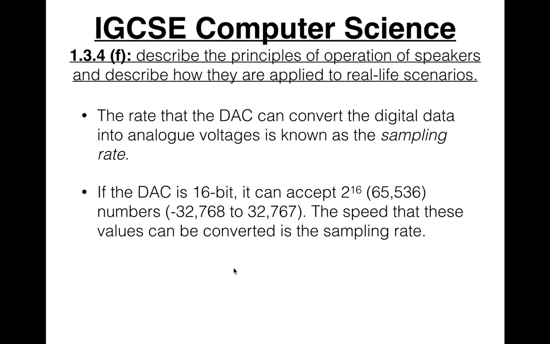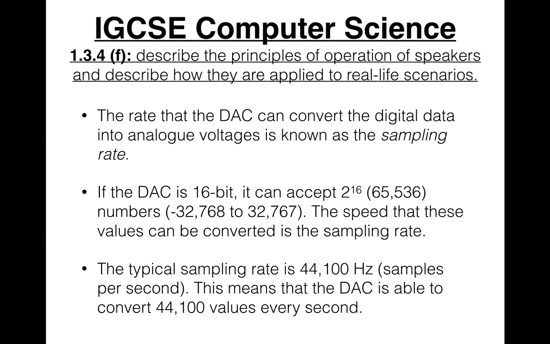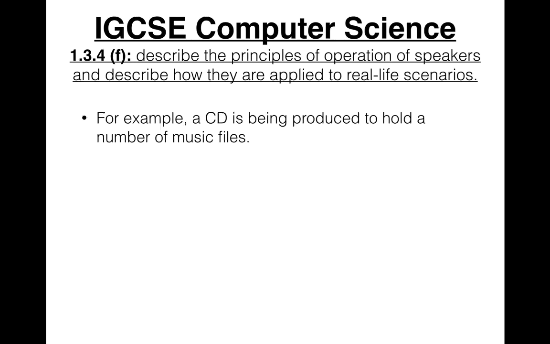The speed that these values can be converted is the sampling rate. The typical sampling rate is 44,100 hertz, or samples per second. This means that the DAC is able to convert 44,100 values every second.